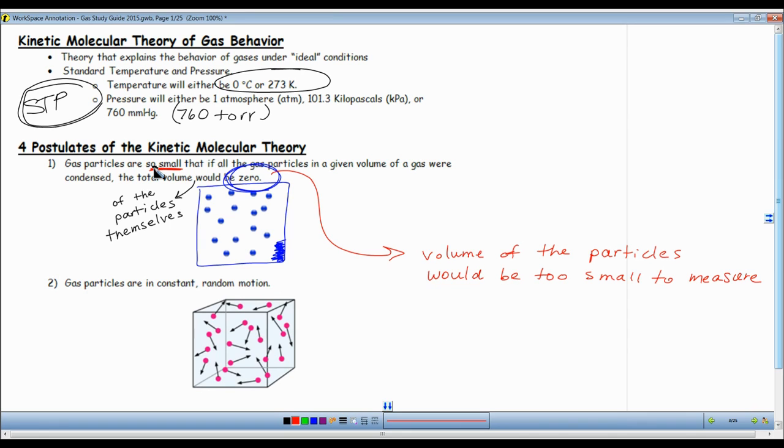Statement 2, I'm actually fine with this one. Gas particles are in constant random motion. Yes, they are. They're always moving, and their movement is random, so they could bounce off the ceiling, off the floor, off each other. We can't really plan the trajectory of a gas particle, but I can bank on the fact that they are constantly moving. I'm fine with statement 2.